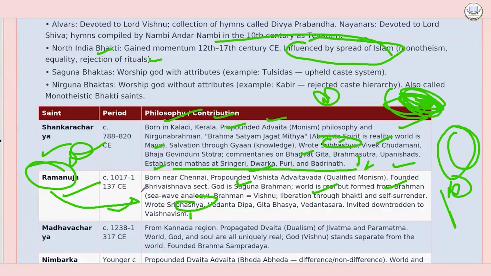And Madhvacharya from the Kannada region. Some say that Sri Bhashya was written by Ramanuja. This is also written in many of the textbooks. Also called Vedanta Sutra.